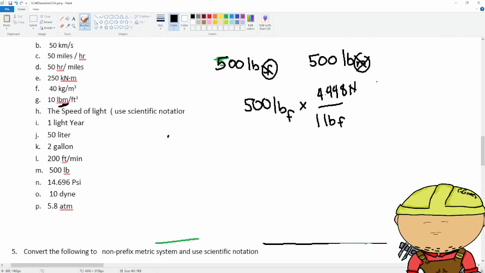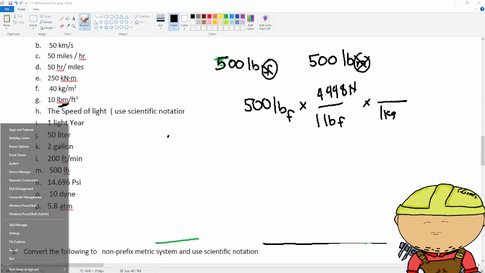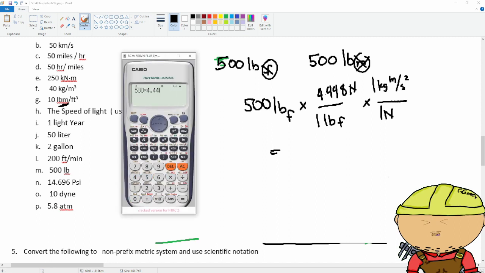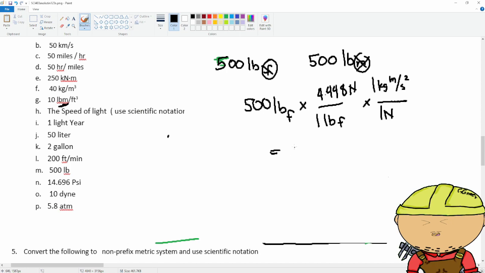I am correct. Okay, 4.448 Newton. And we have 1 kilogram, or sorry, 1 Newton is equal to 1 kilogram meter per second squared. Okay, and that is already MKS. Times 4.448, that is 2.224 kilogram meter per second squared. Okay, and that is already MKS.